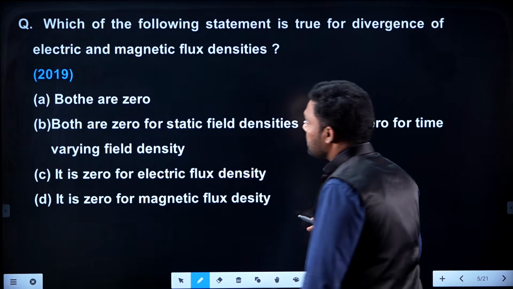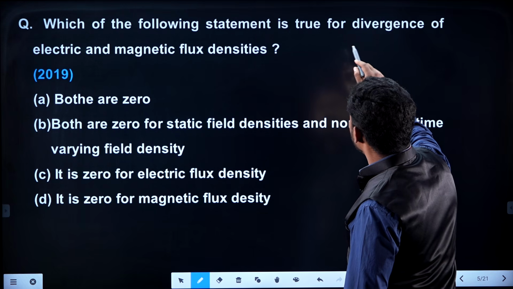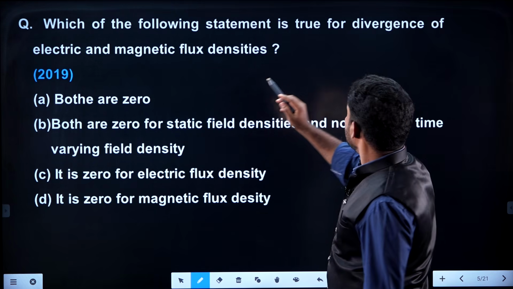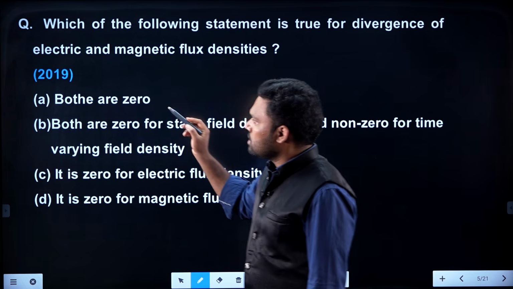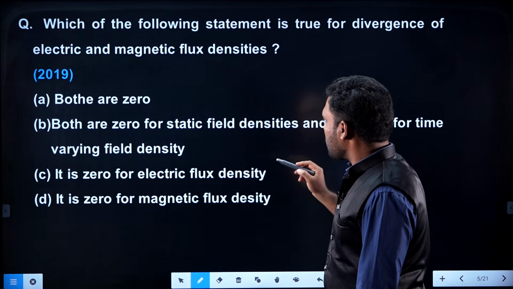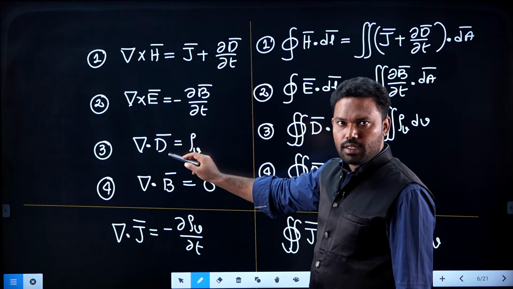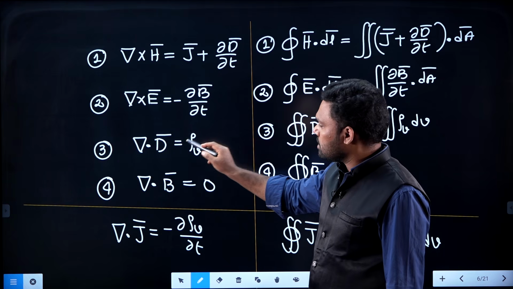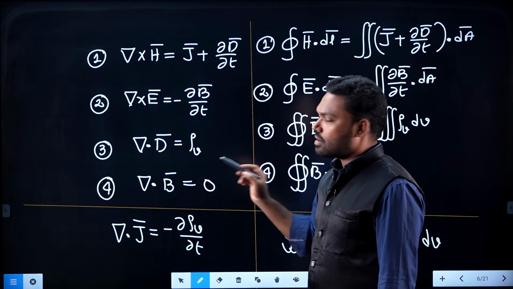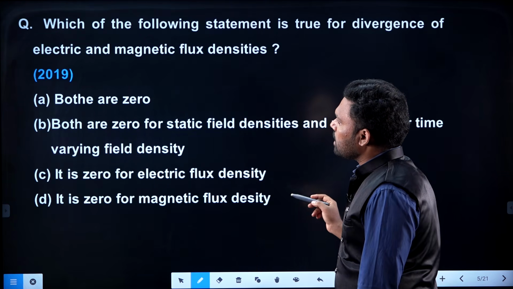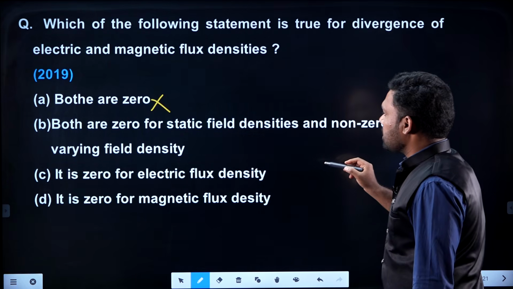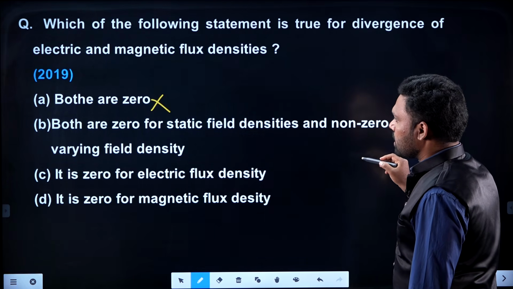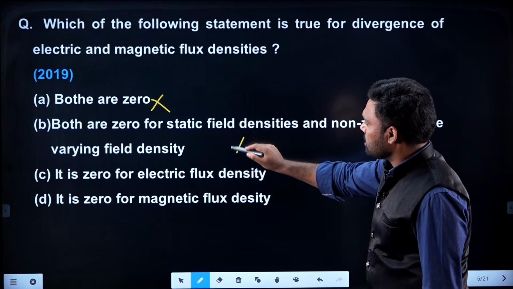What is the question here? Which of the following statements is true for the divergence of electric and magnetic flux densities? Both are 0. No, wrong. Both are not 0. Divergence of D, that means divergence of electric flux density, is volume charge. Divergence of magnetic flux density is 0. Go back here. Both are 0 is a wrong statement. Both are 0 for the static field densities and non-zero for the time varying fields. It is a wrong statement.